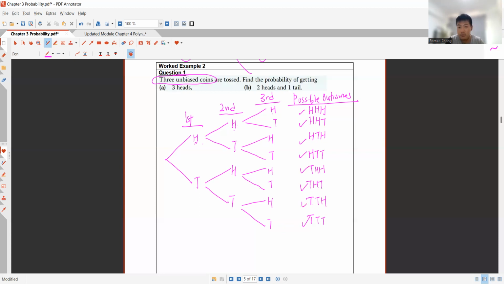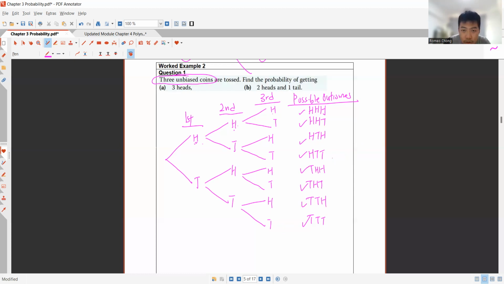Okay, you have 8 outcomes. Some students will think that, oh, 3 times 3 coins. So what are the possible outcomes? Some students just tell me, oh, 3 times 3, so it's 9 outcomes. So wrong already lah. So it's better for you to draw a tree diagram to help you to see the outcomes clearly.